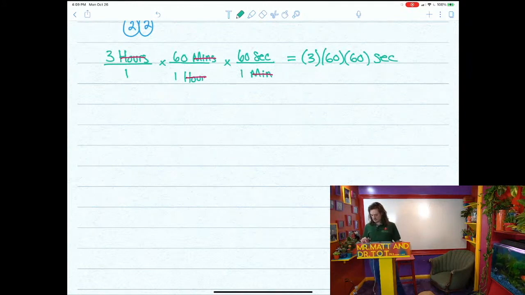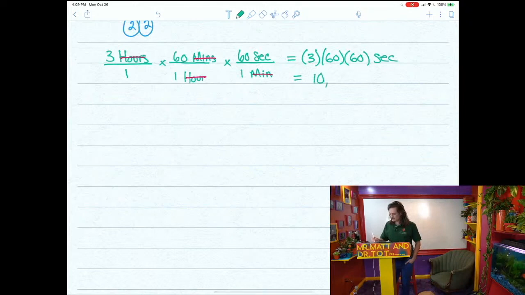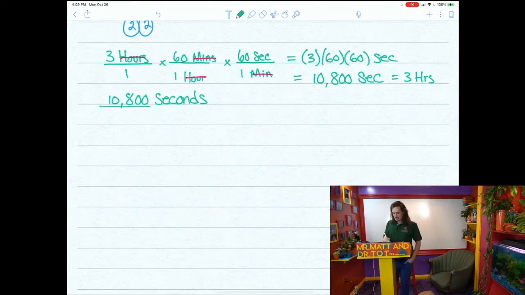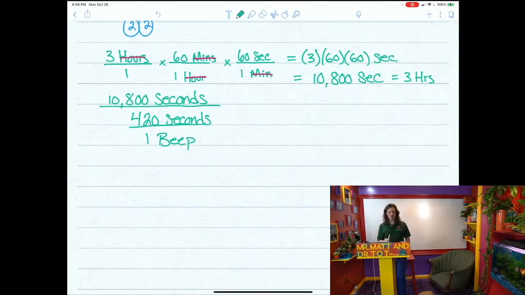Let me just check that. Yes, 10,800. So we have 10,800 seconds in 3 hours. So if we take those 10,800 seconds, and I divide by 420 seconds per every one beep, because every 420 seconds and only every 420 seconds do we get a simultaneous beep.